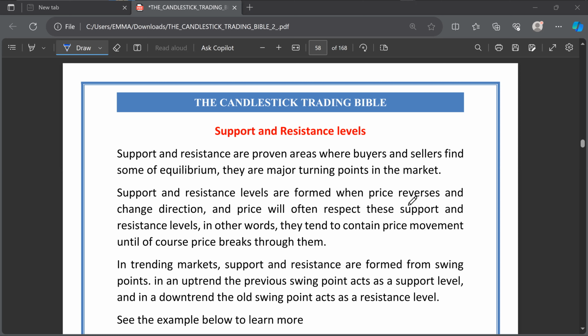This is an intermediate class on Candlestick Patterns. This is a video series, and this is episode 11. So we are now on support and resistance levels. We have done quite a number of the episodes.